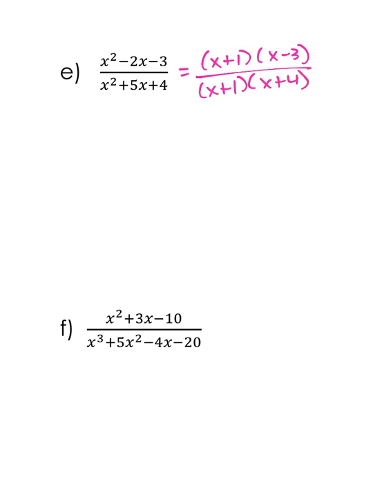So first I want to do my excluded values. So I'm going to do x plus 1 equals 0 and x plus 4 equals 0 and solve for x. So my excluded values: x cannot equal negative 1 or negative 4.